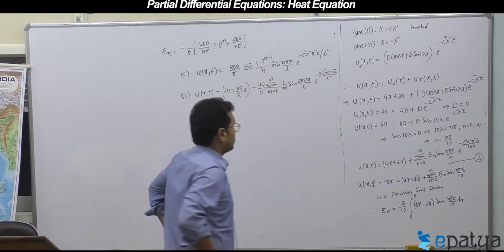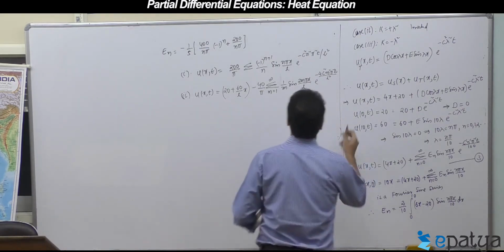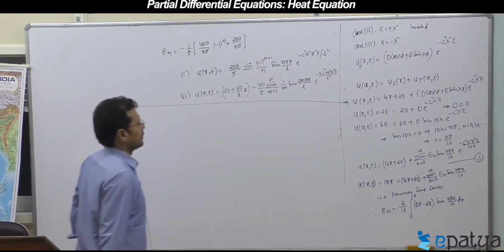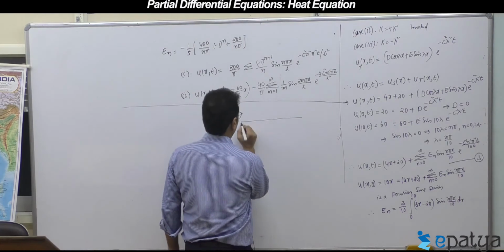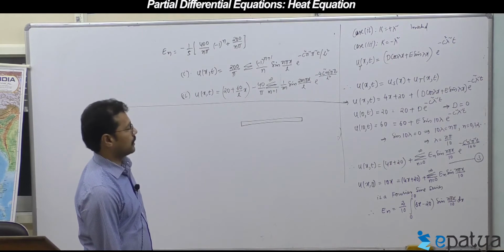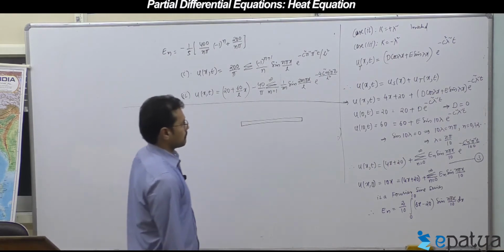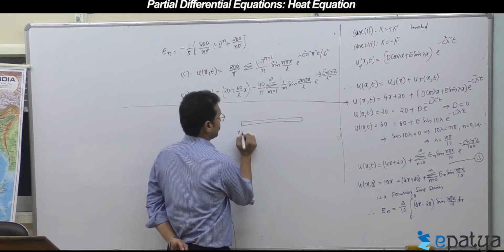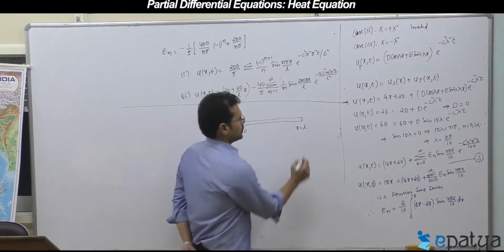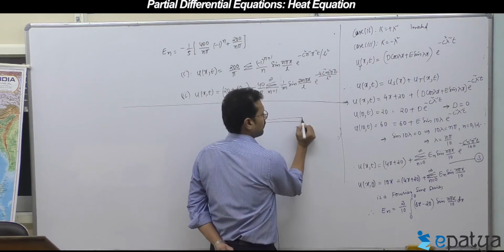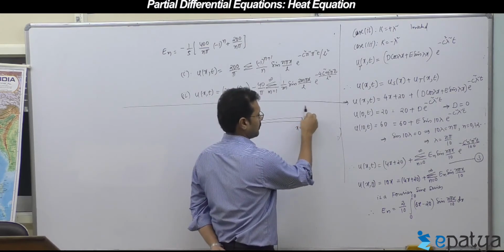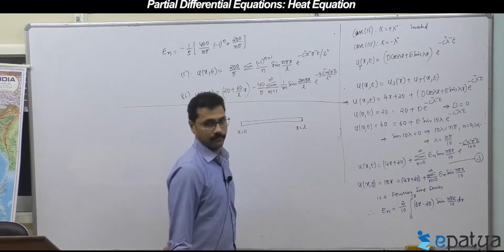One last variety, it's all about heat fluxes and insulations. Suppose I have a rod, suppose this is the x equal to 0 end, this is the x equal to L end. This is the boundary of the rod. We have the external environment here and this is inside.